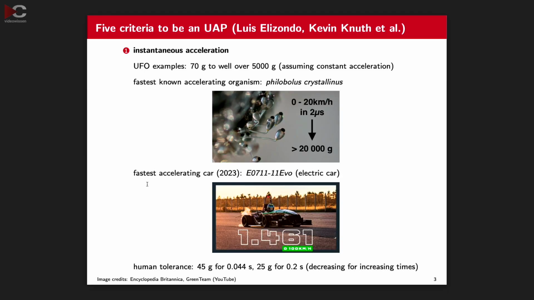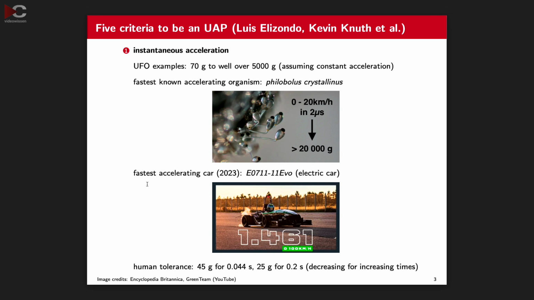So let's start with the first of the 5 criteria to be a very good candidate for an extraterrestrial UAP. It is instantaneous acceleration, because we have UFO examples that hint at accelerations of 70 to over 5,000 times the gravitational acceleration of Earth. This is assuming a constant acceleration model, because often we lack specific data to have more information whether the acceleration was actually changing or not. To see whether or not this is a huge amount of acceleration, let's compare to known examples on Earth.